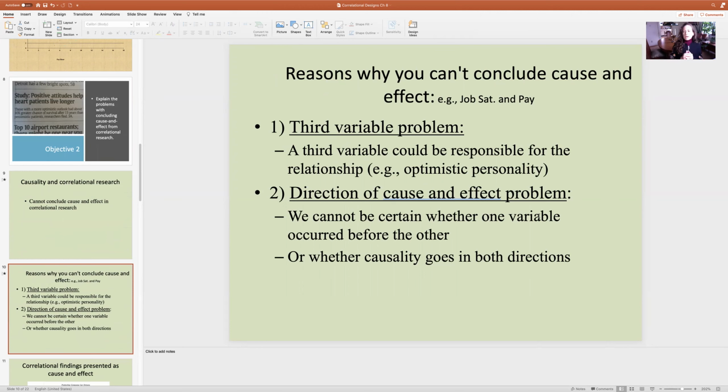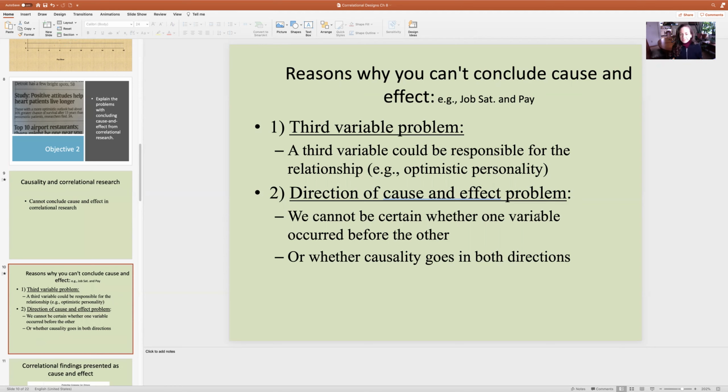All we're doing is correlational research. We just measure how much satisfaction and we measure how much pay that people get. And then we draw a comparison between those and we find out that as people are more satisfied with their job, their pay also tends to be higher. But of course, those jobs are different at the low end and at the high end of pay. There is a third variable problem there that could be responsible for the relationship.